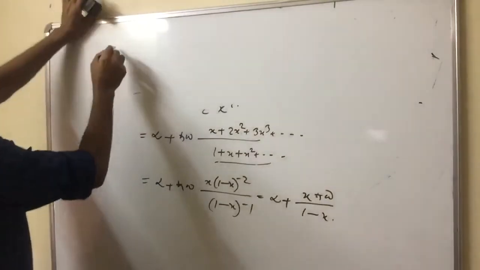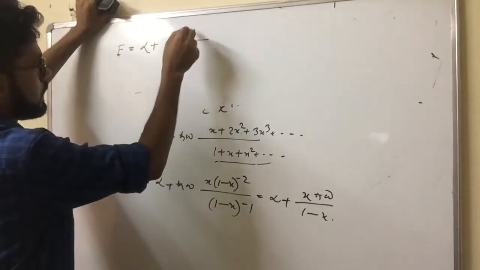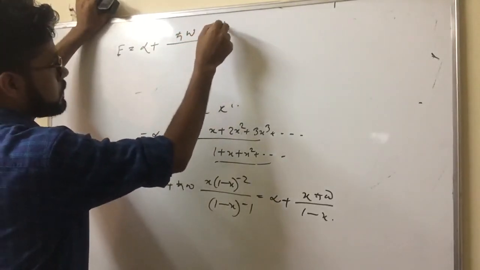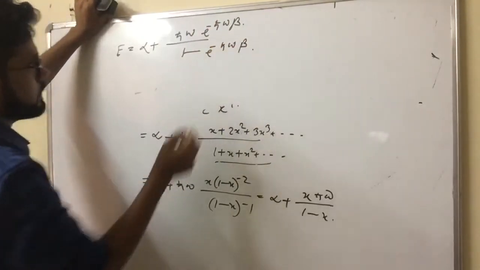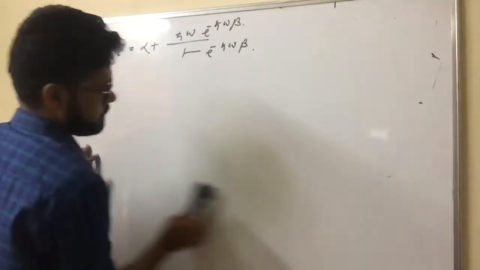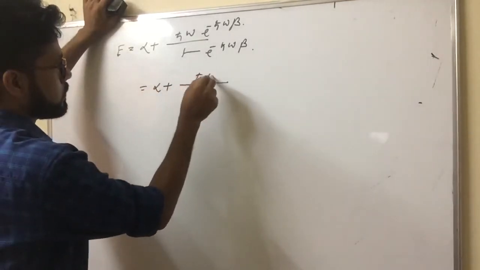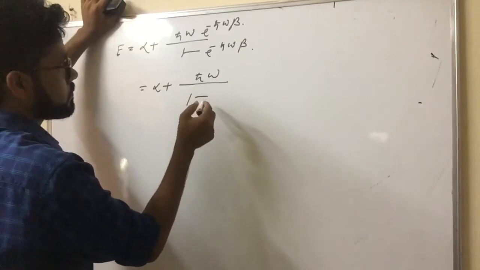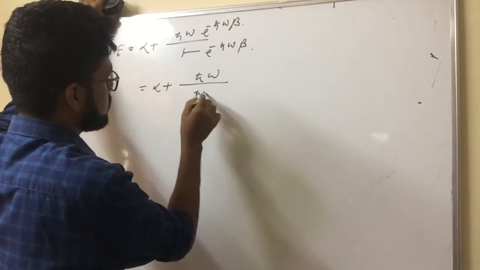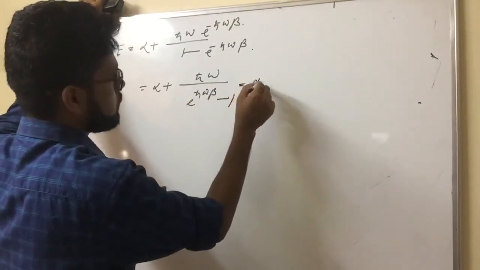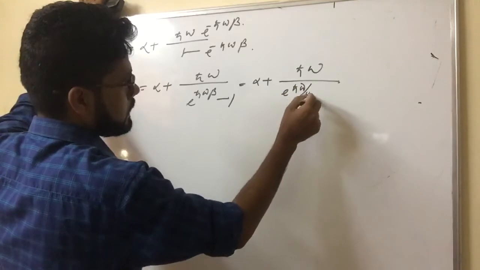So finally we are getting mean energy alpha plus is cos omega e to the power minus h cos omega beta and 1 minus e to the power minus h cos omega beta. Okay. Equal to alpha plus h cos omega 1 minus e to the power minus h cos omega beta minus 1, or you can express it as alpha plus h cos omega e to the power h cos omega by kT minus 1.